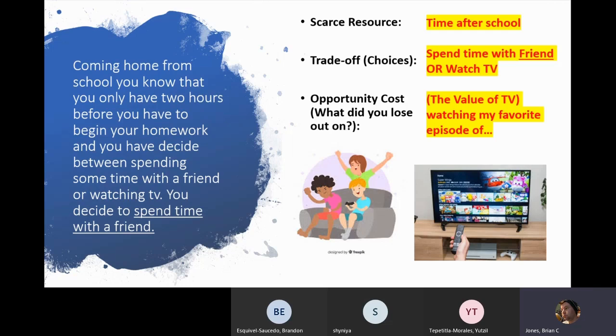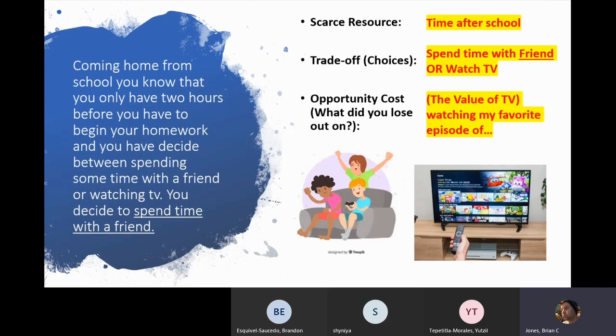All right, so the scarce resource. Who wants to identify that for me? How about you guys chime in or type it in the chat box there? What's scarce in this scenario? Nobody? All right, I'll give you this one, and then maybe you guys can warm up as we go along.